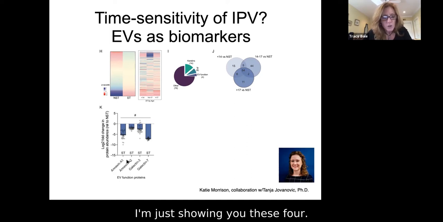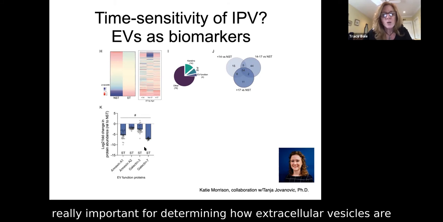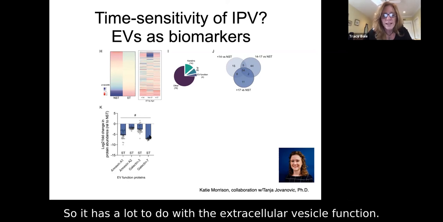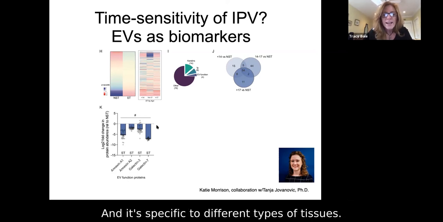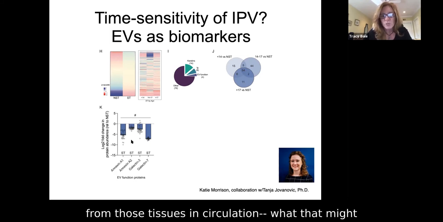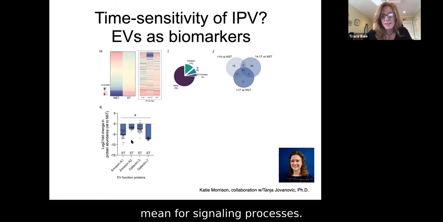There are many more, but I'm just showing you these 4, profound reductions in the levels of annexins and galectins. These proteins are known to be really important for determining how extracellular vesicles are loaded in the cell and how they're released. So it has a lot to do with extracellular vesicle function, and it's specific to different types of tissues. This can tell us a lot about which tissues we might be seeing a reduction in vesicular release from in circulation, and what that might mean for signaling processes.